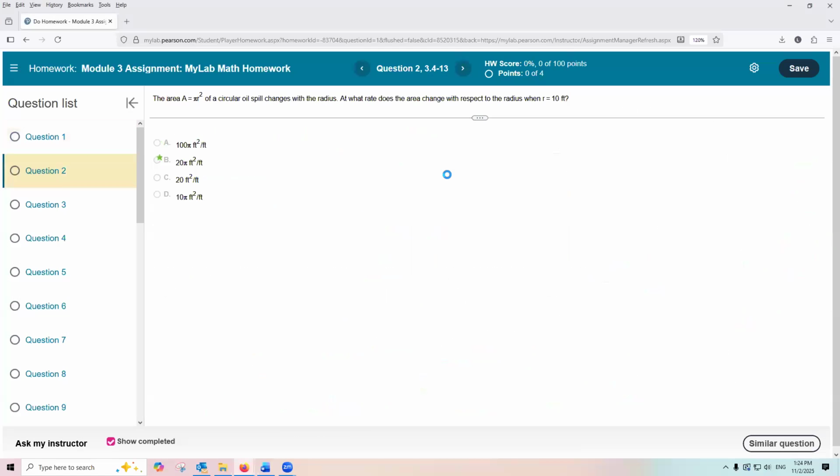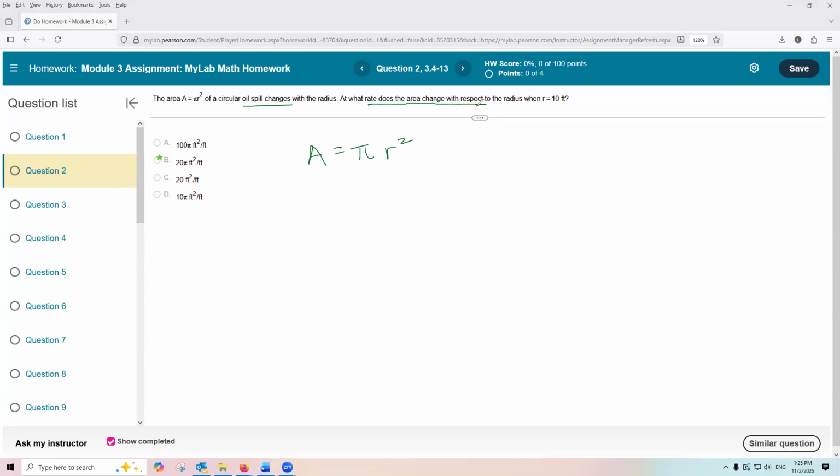All right, let's take a look at another example here. This one says the area A is pi r squared of a circular oil spill, and it changes with the radius. At what rate does the area change with respect to the radius when the radius equals 10?